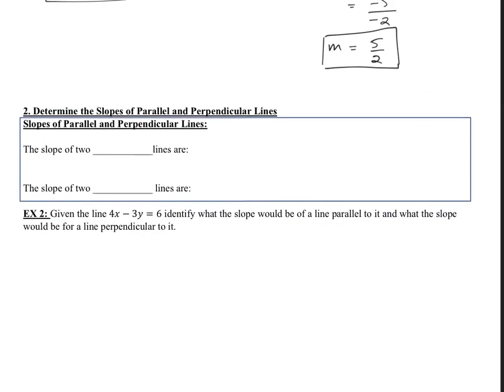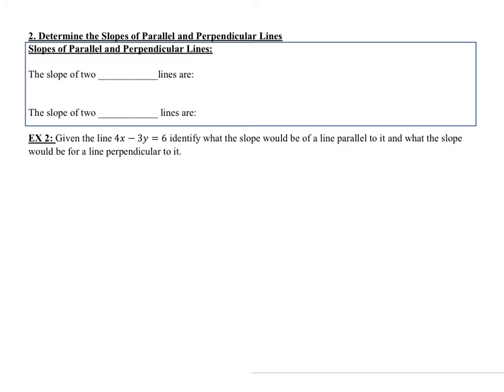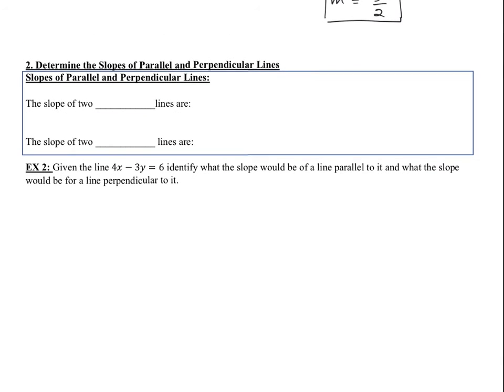Now let's look at Objective 2. Determine the slopes of parallel and perpendicular lines. Alright, so let's see real quick. What are parallel and perpendicular lines? Parallel lines run parallel to each other. They're always staying the exact same distance away from each other and they never intersect. Perpendicular lines, however, they cross each other. And when they cross each other, they create a very special angle, which is a right angle. Okay, so that's perpendicular lines.